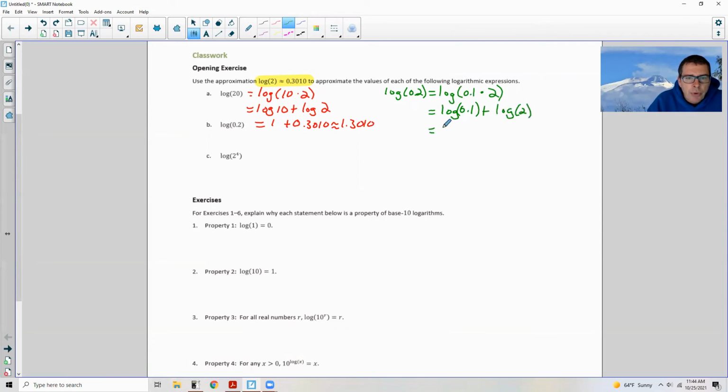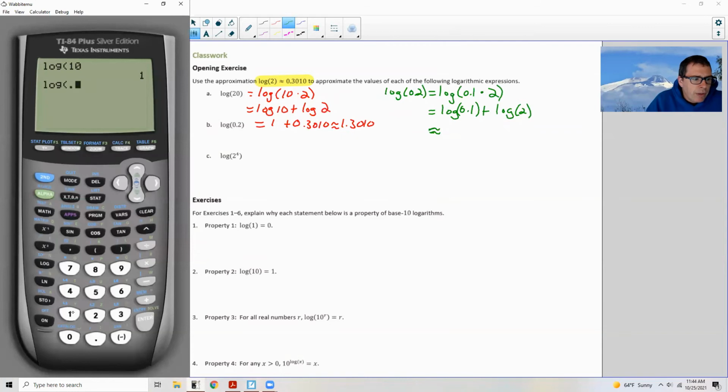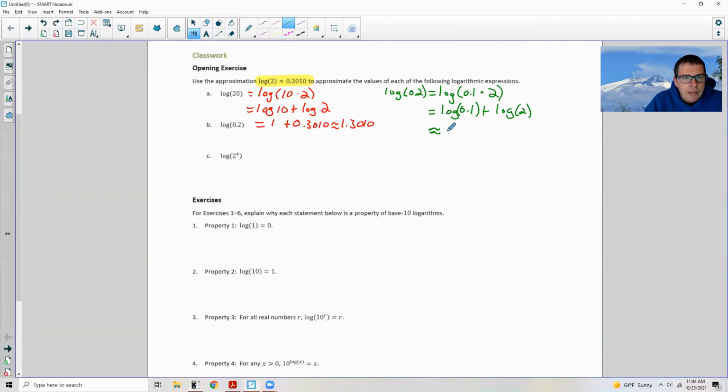Well, the log of 0.1, let's make this an approximation now. As soon as I go from a decimal to a log value, it's going to become an approximation. The log of 0.1, well, if I go to my calculator and say the log of 0.1, that is 1/10. That's just moving the decimal place left 1. Moving a decimal place left would be a power of -1. So the log of 1/10 is -1 plus the log of 2 approximation, which is 0.3010.